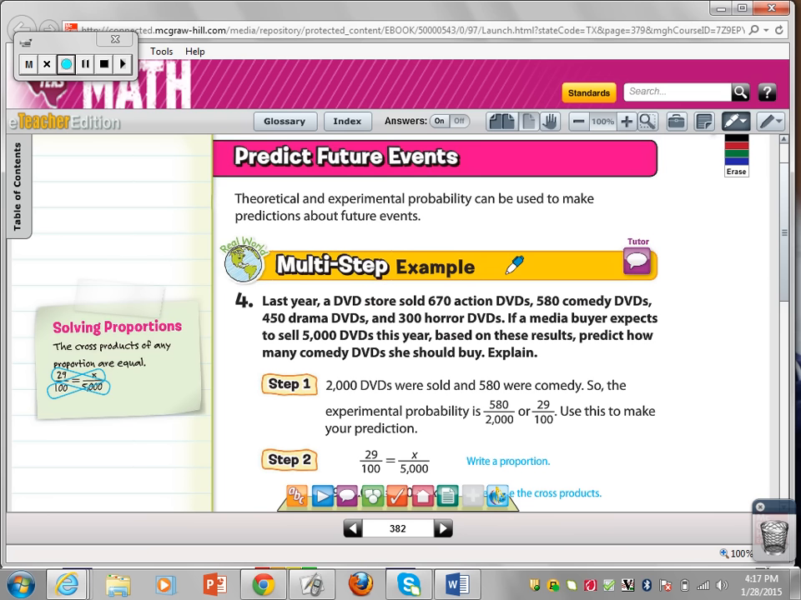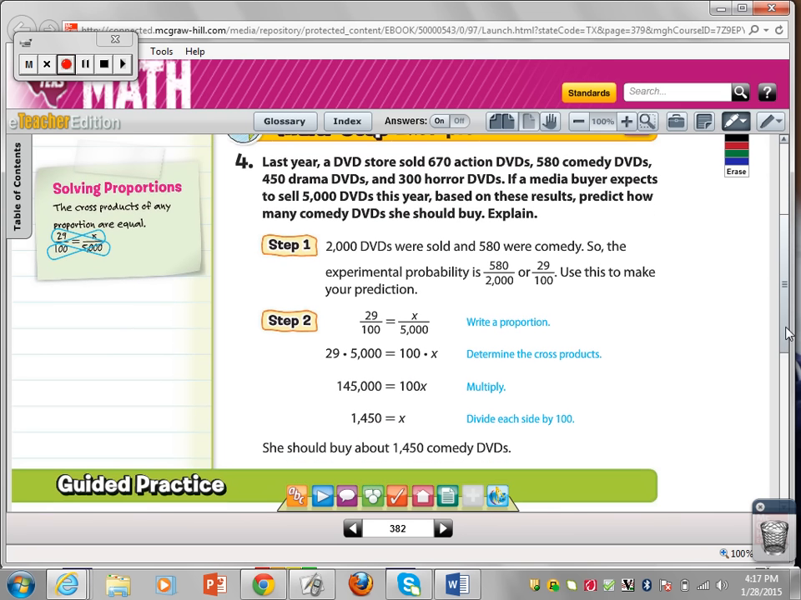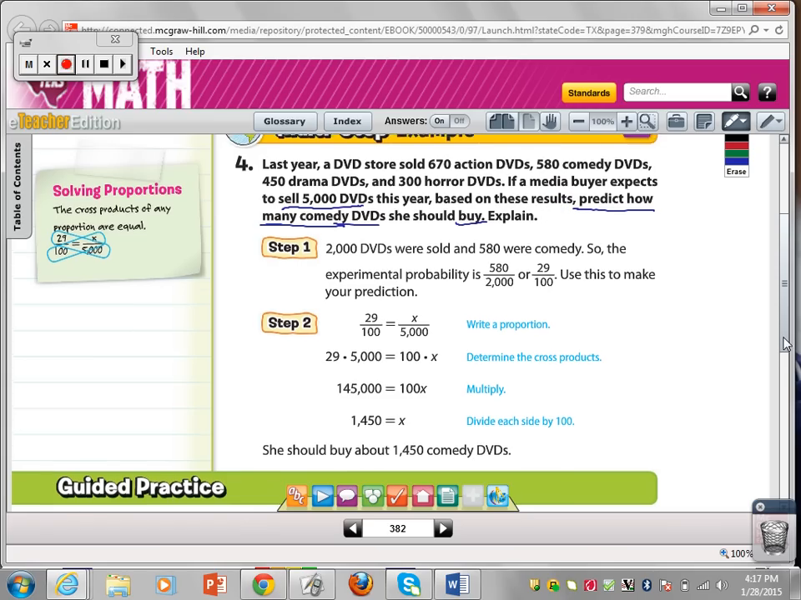Multi-step example number 4. Last year, a DVD store sold 670 action DVDs, 580 comedy DVDs, 450 drama DVDs, and 300 horror DVDs. If a media buyer expects to sell 5,000 DVDs this year, based on these results, predict how many comedy DVDs she should buy, and then explain your answer. Well, let's go to step 1 here.